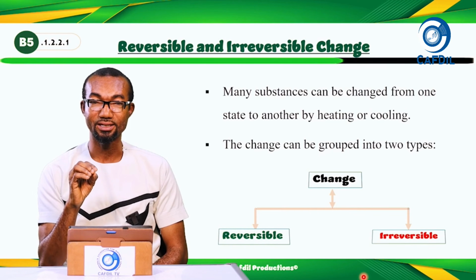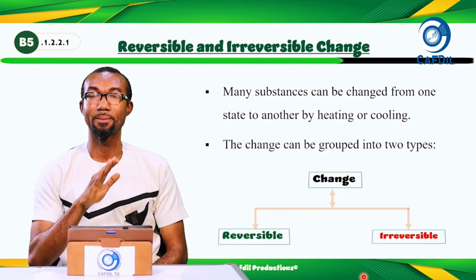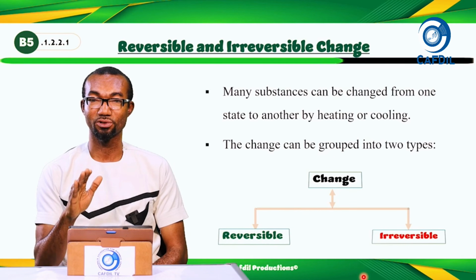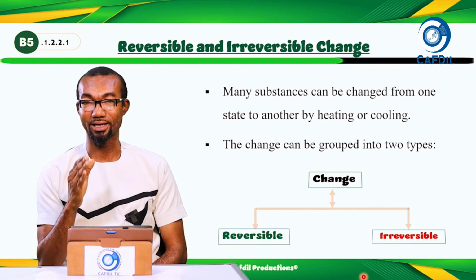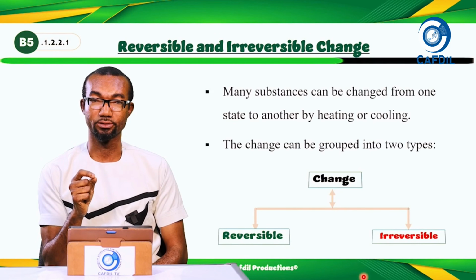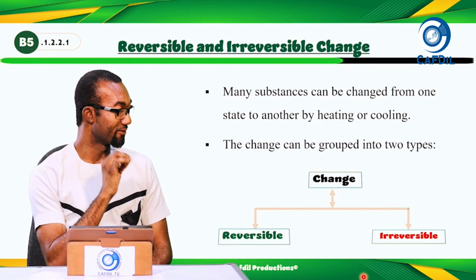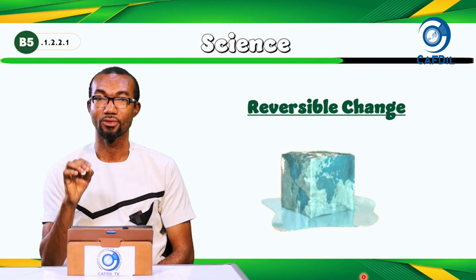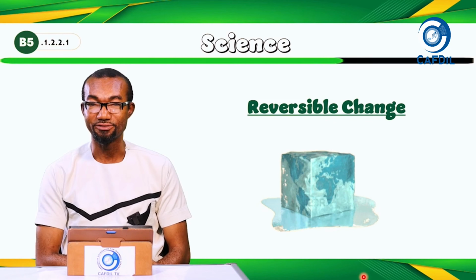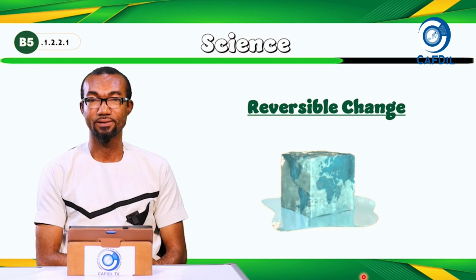Some of the changes can be reversed. Some of them become permanent, and that is what we call irreversible. So substances can change state from one to another by heating or cooling, and this change can be grouped into 2, reversible and irreversible. Let's start with the reversible change.